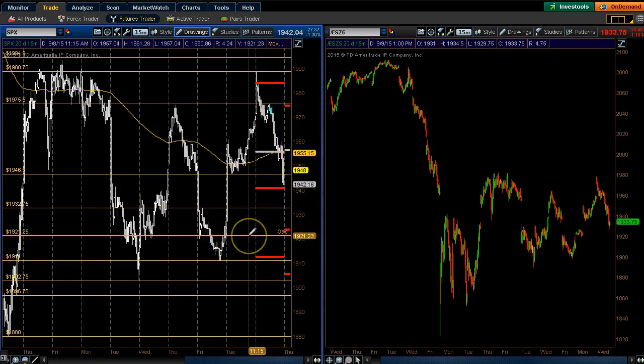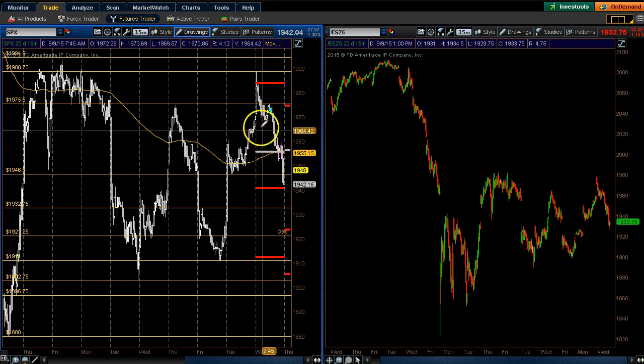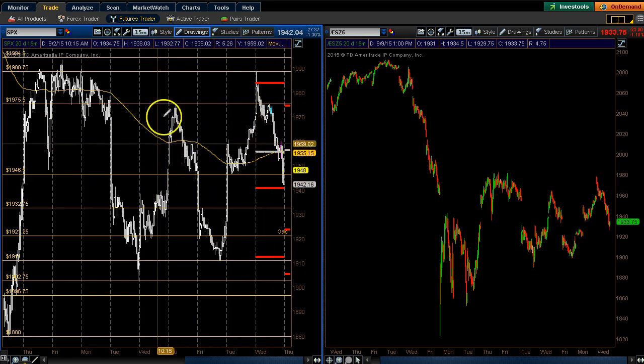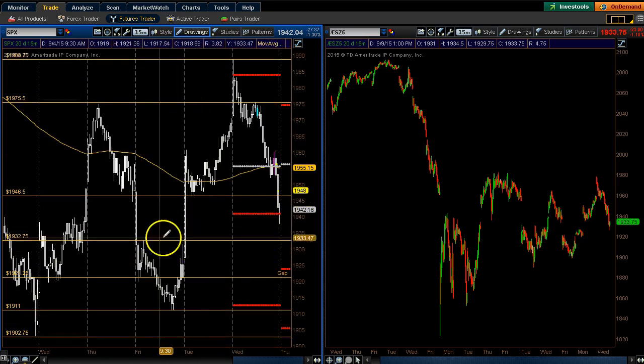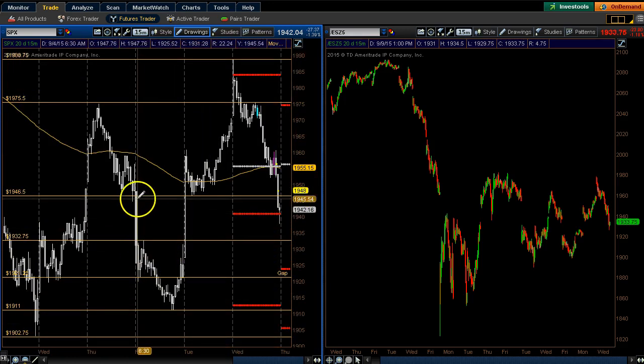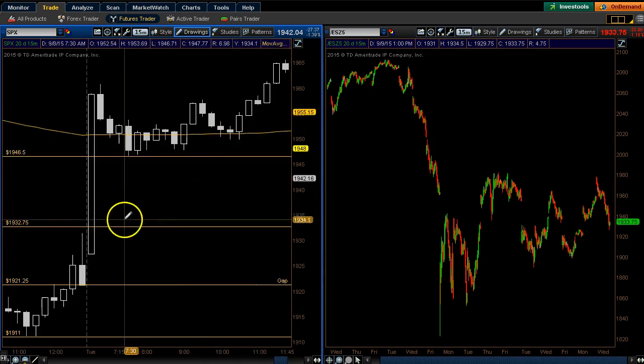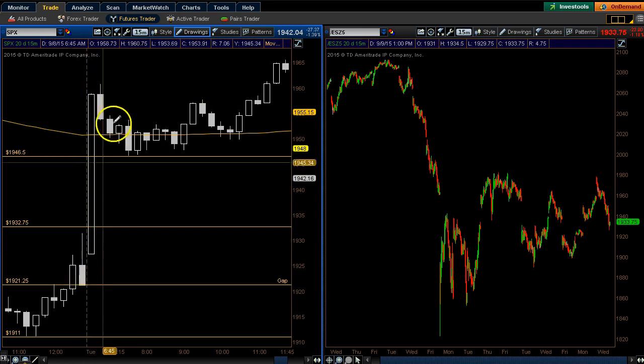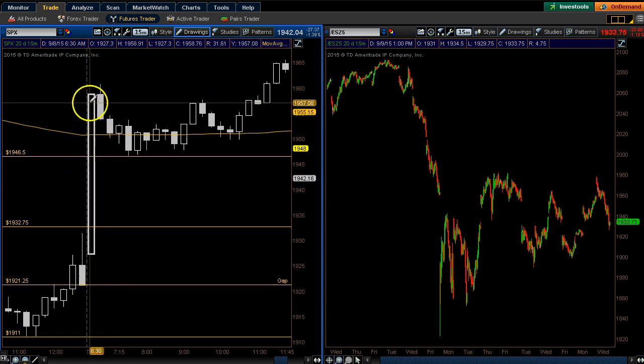Or gap fills. Right here we have a gap that needs to be filled. Earlier today we had a gap that had to be filled, and it's amazing how well they work for trading the E-minis. Let's give an example right here. One of the things with the SPX is it won't actually show you the real gaps, because we closed here and then opened way up here. It just shows one large bar.